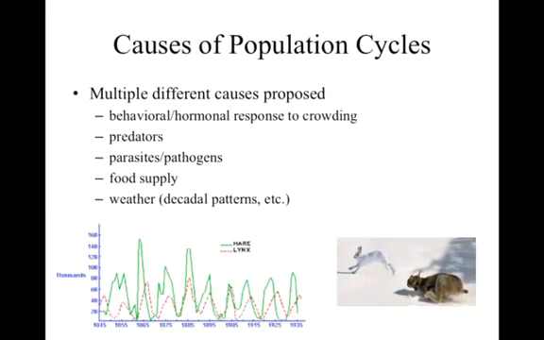All right. So you might think population cycles are kind of weird. What causes these populations to go up and down on these long time scales, like 11 years? Well, it turns out there's a number of different causes. Some of them are responses to crowding, and there could be behavioral responses to crowding that drive these cycles. It might be predators, and particularly predator-prey cycles.